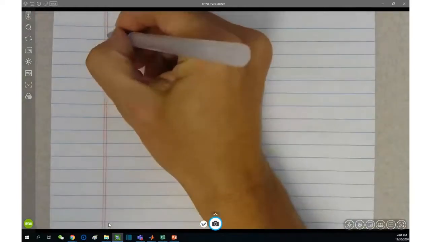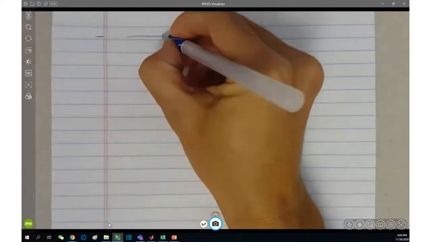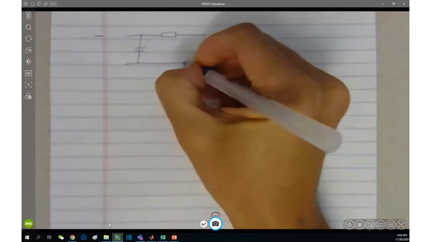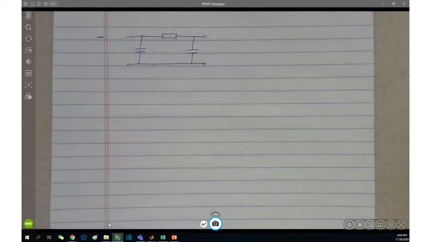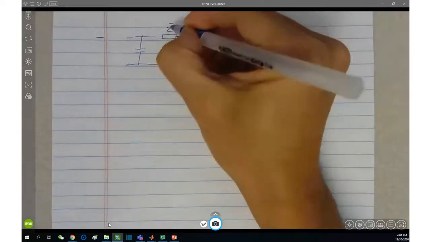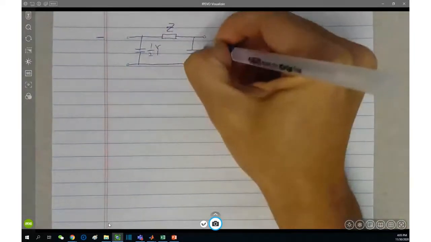Medium line model. Let's review some basics. Since the algebra calculation, I don't know if you have realized, is actually quite extensive and intensive. So the model is fairly easy. We have a series impedance Z and two, not parallel but shunt, admittances, half Y and half Y. This is the model we have.